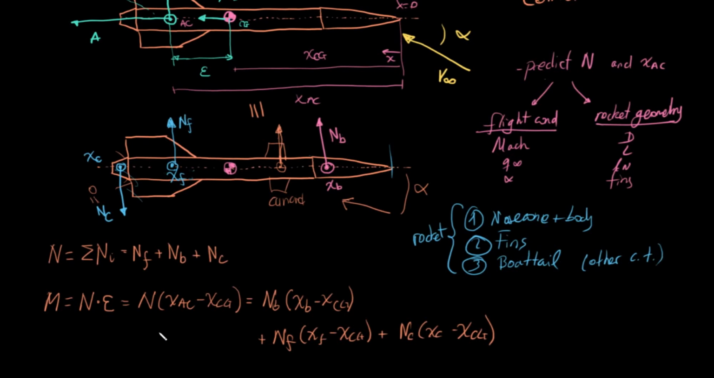All right, so from this equation, you can actually get the position of the aerodynamic center of the whole rocket. If we take this to the other side, you can find the position of the aerodynamic center.